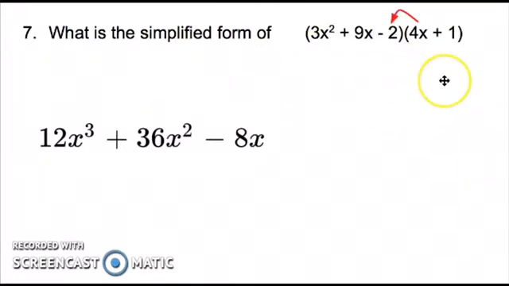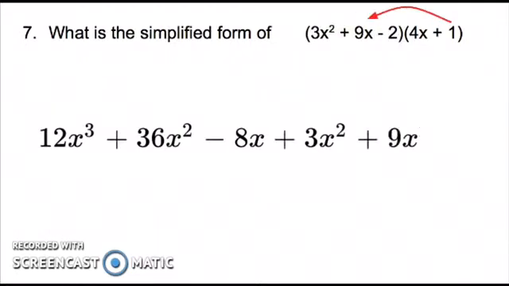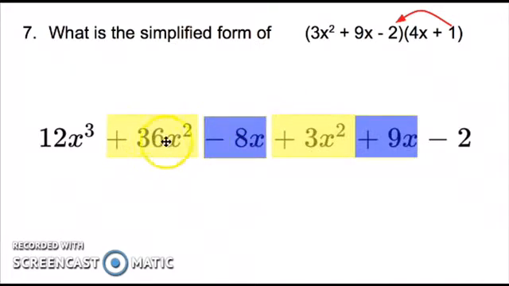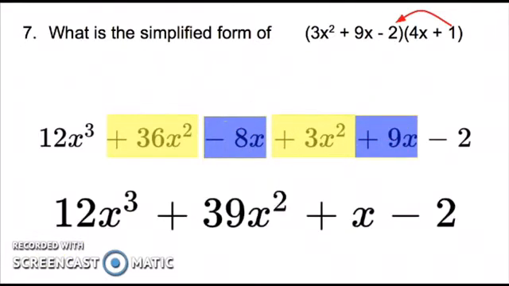Now we have to multiply 1 by everything, and that part's easy because 1 times anything is itself. So just write down everything that's there: 3x squared plus 9x minus 2. Now we combine the like terms. My like terms are 36x squared and 3x squared, and negative 8x and 9x. So 36x squared plus 3x squared is 39x squared, and negative 8x plus 9x is just x. So our answer is going to be 12x to the third plus 39x squared plus x minus 2.